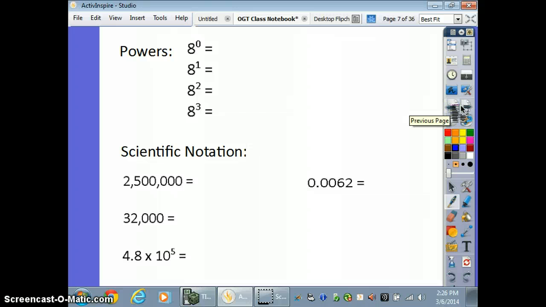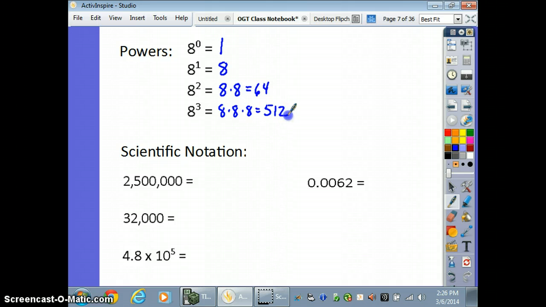The next section is powers. Anything to the 0 power is 1. 8 to the first power is just 8. 8 squared means 8 times 8, which is 64. And 8 to the third is 8 times 8 times 8, which is 512. And you could use the caret key on the calculator. Make it 8 to the third.